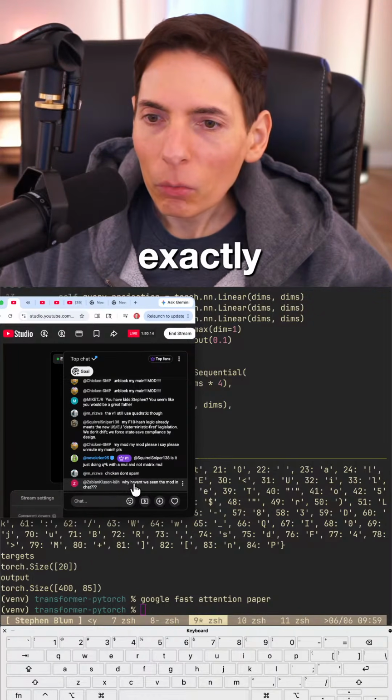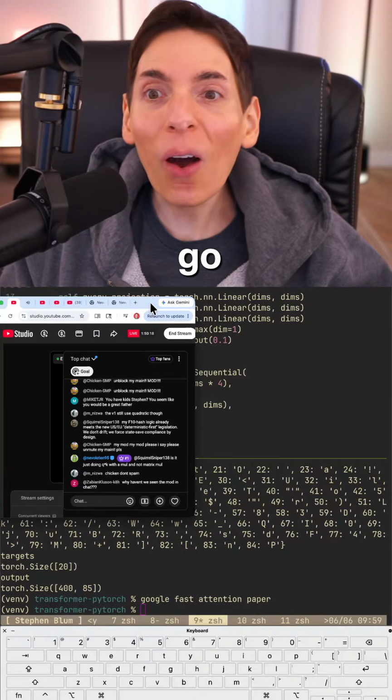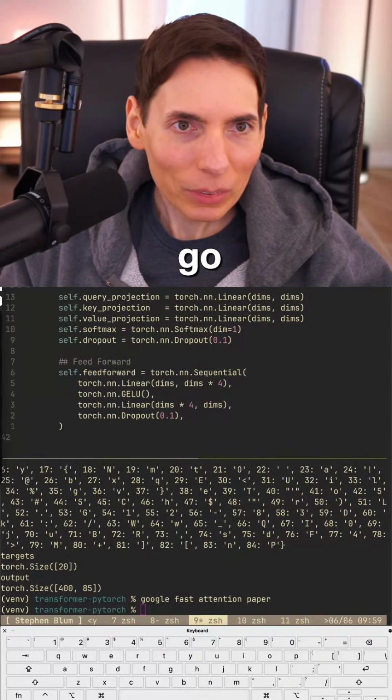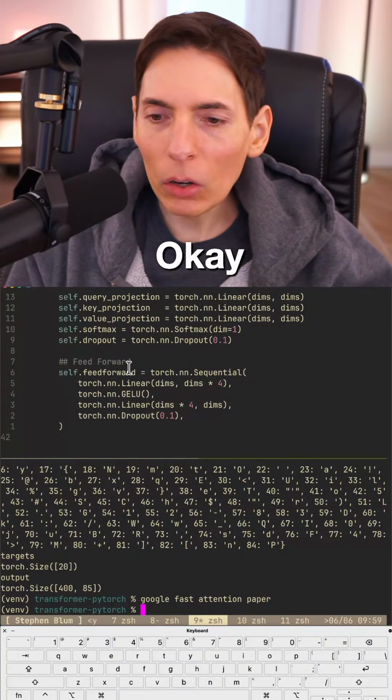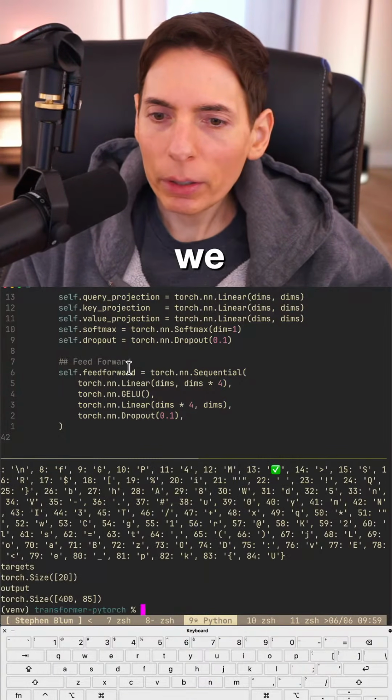Exactly. Why haven't we seen the mod in chat? I know, right? Zabian, where'd they go? Where'd they go? Okay. So, where did we leave off here?